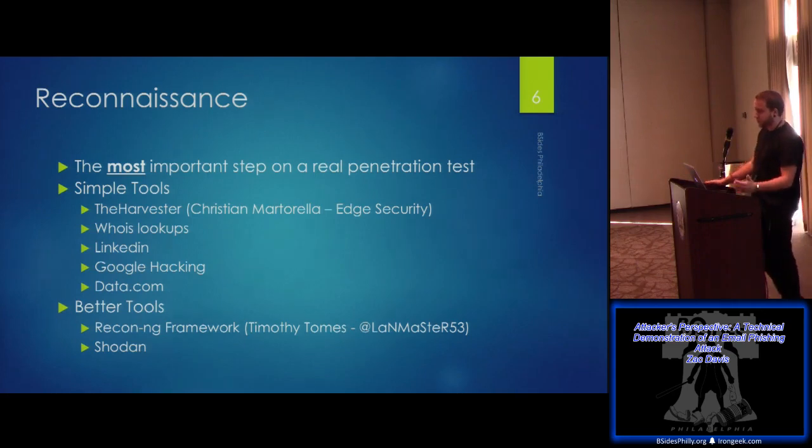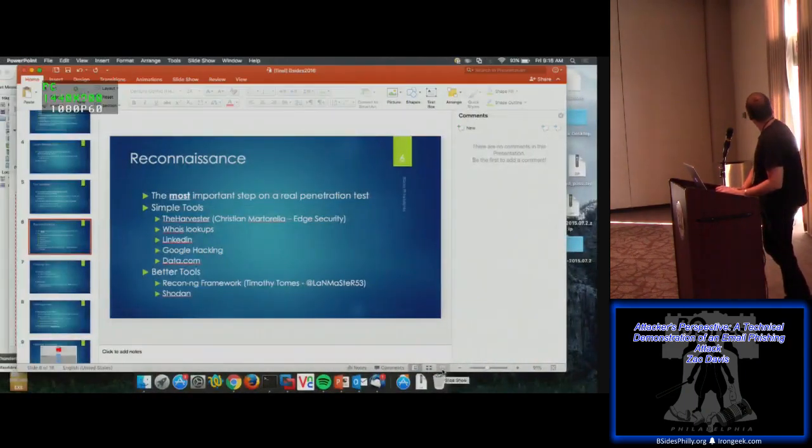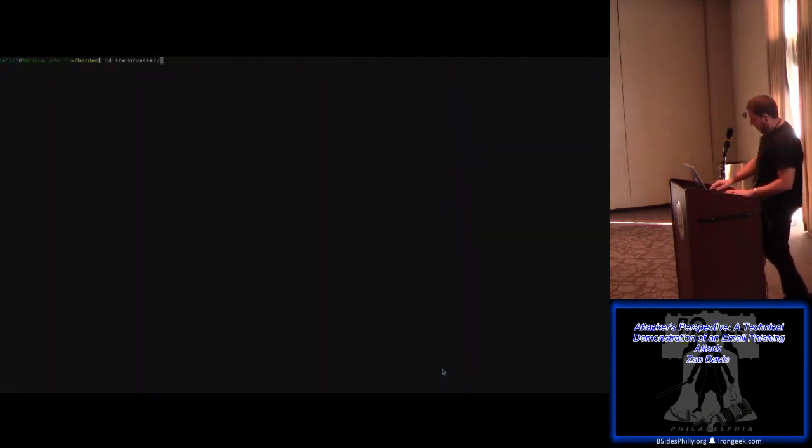There's some really simple tools that I find work really well. I've been using theHarvester since literally my first day on my first pen testing internship. It's a tool coded by Christian Martorella of Edge Security. You feed it a domain name and it scrapes Google for email addresses and domain information. So I just wanted to show really quick theHarvester, hold on a second. Really small.